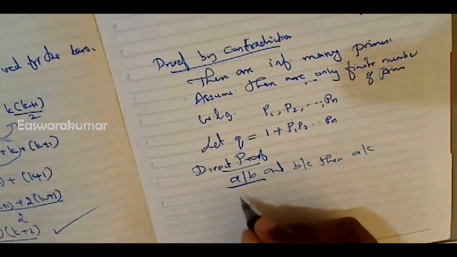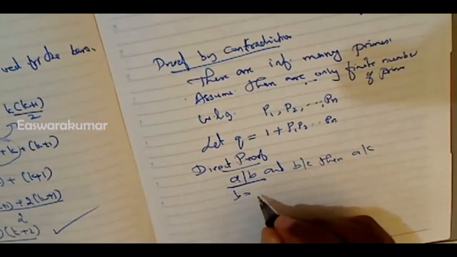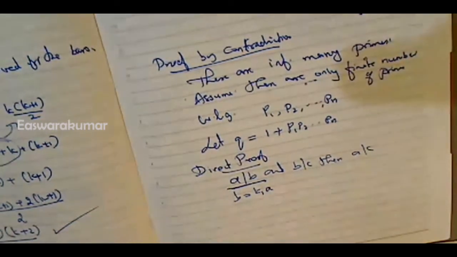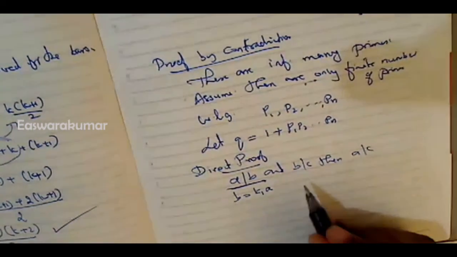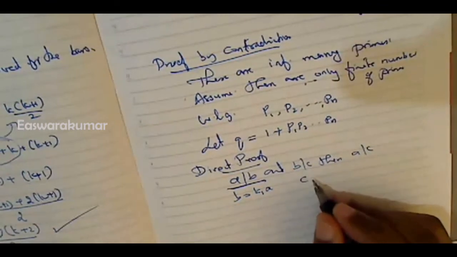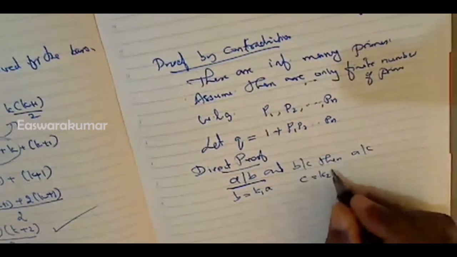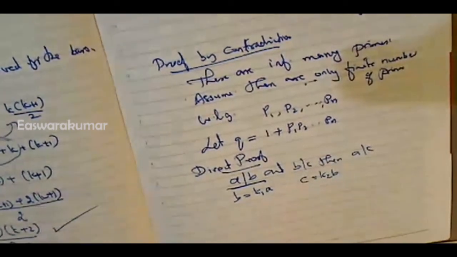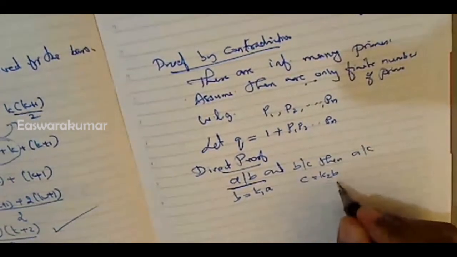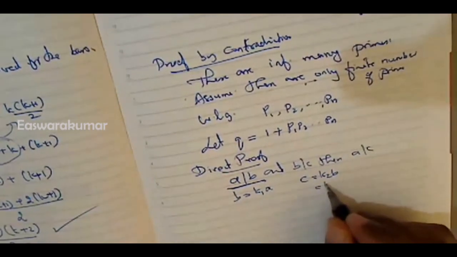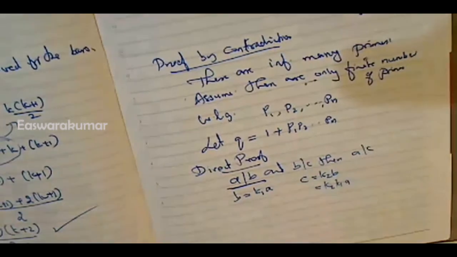If you say A divides B, it means B can be written as some constant K1 into A, right? Similarly, B divides C means you can say C is equal to some constant, let us say K2, into B. Okay, now if you take C equal to K2 into B, and B is equal to K1 into A, so that is K2 into K1 into A.